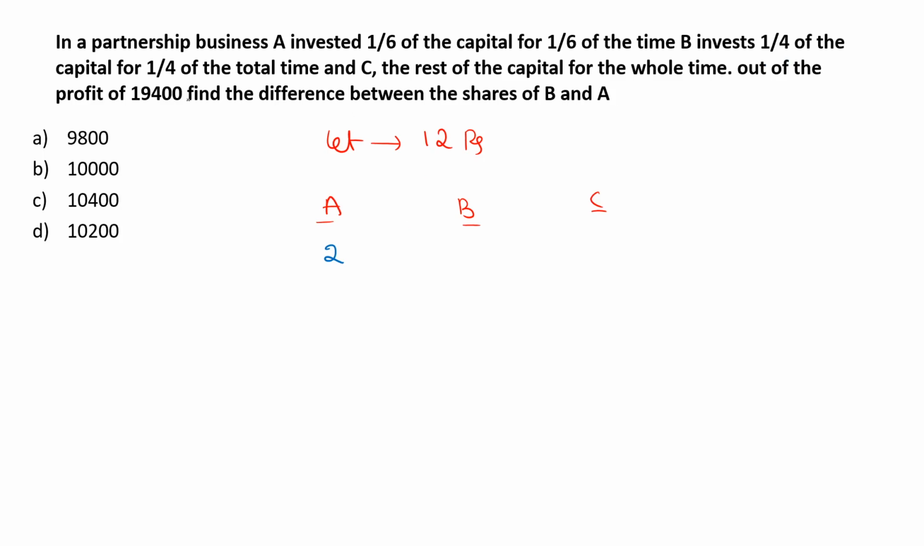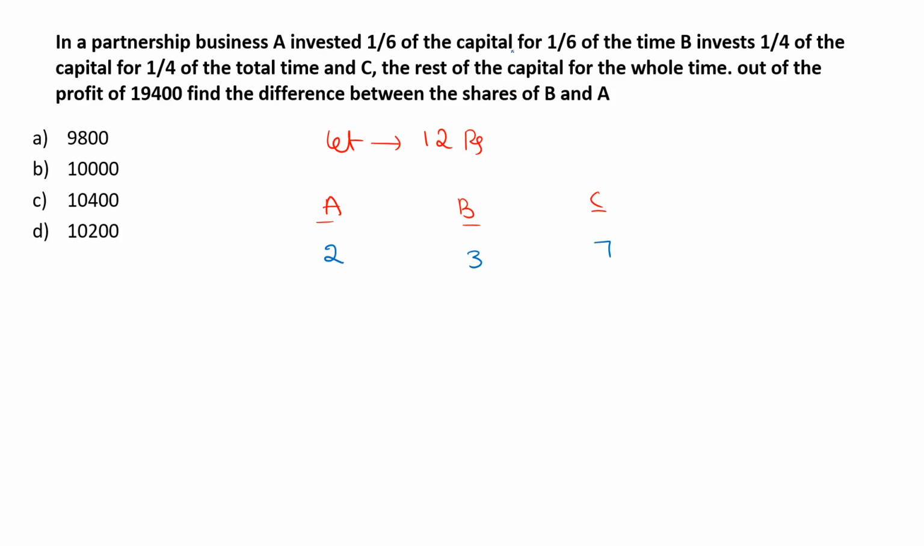B invested 1/4 of the capital. The investment of B would be 1/4 of 12 rupees, that is 3 rupees. And the rest of the capital was invested by C. When A and B together invested 5 rupees out of the total investment of 12 rupees, then the other 7 rupees should have been invested by C.